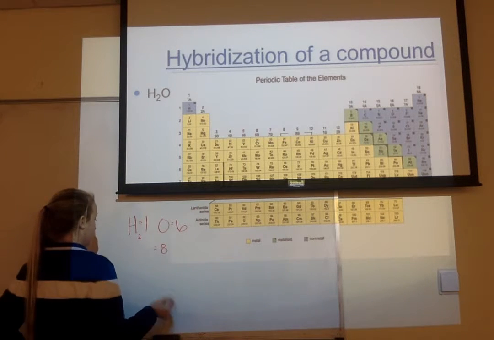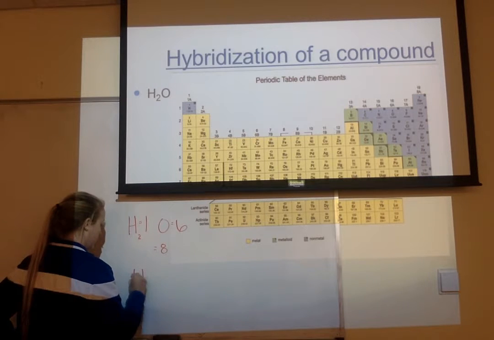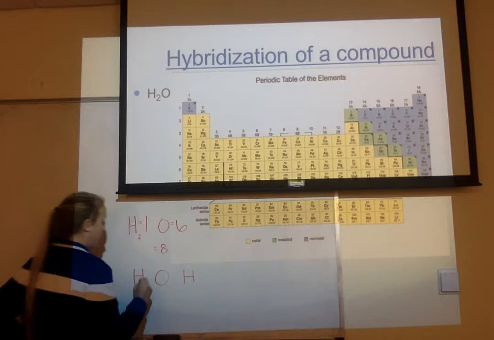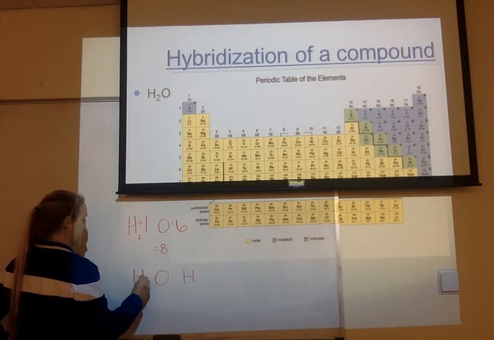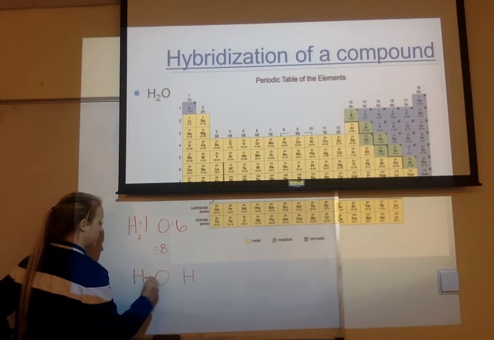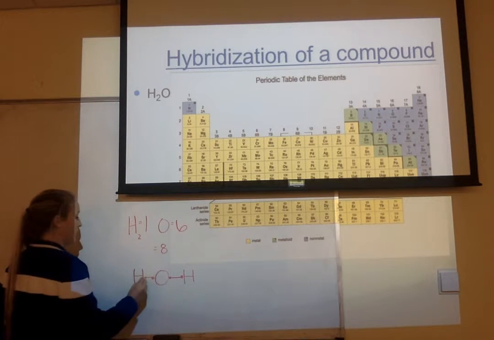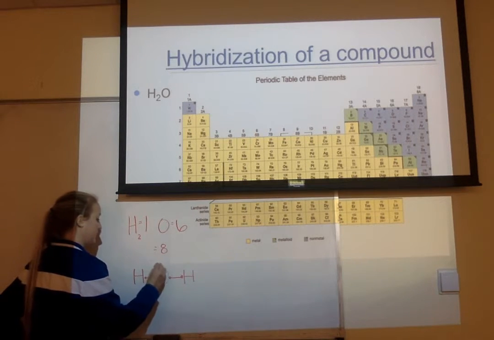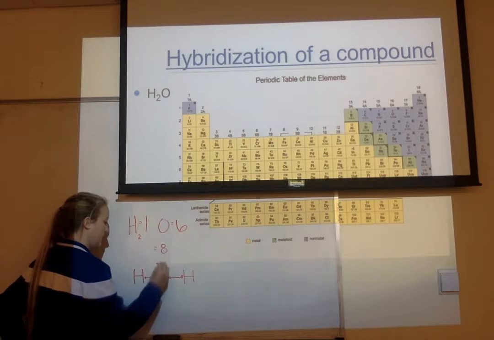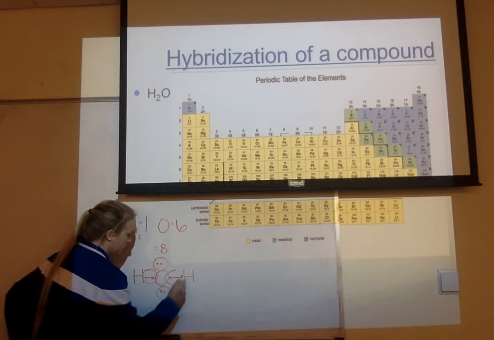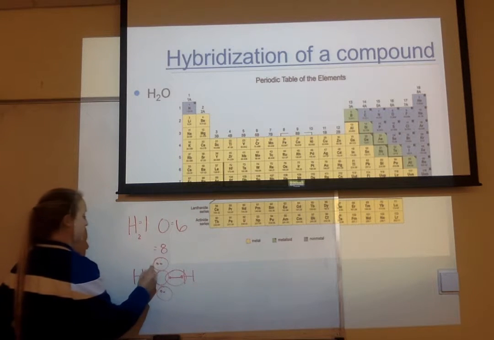Now you're going to draw the Lewis dot structure for this. Oxygen is going to be your central atom. Hydrogen only has 1 valence electron, and you're going to share it with oxygen. Now you need to get a total of 8. Right now you have 4, so 5, 6, 7, 8. 2 unpaired, and then 2 bonding, so for a total of 4.